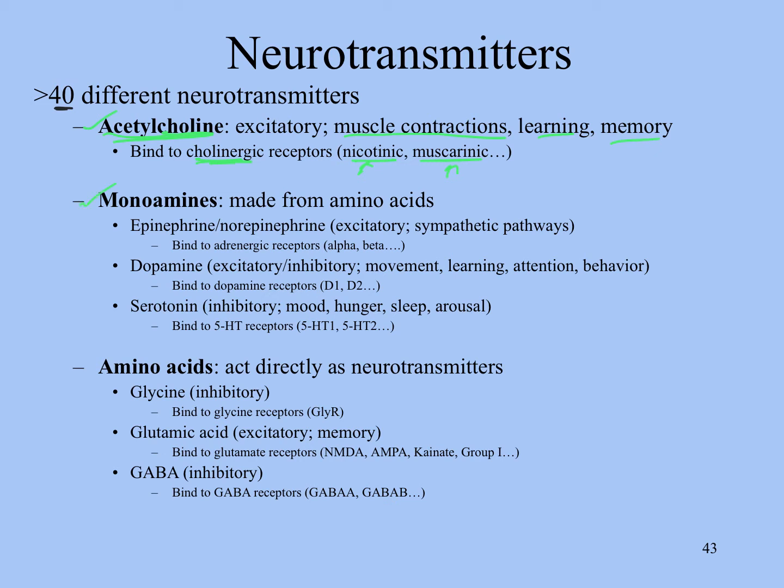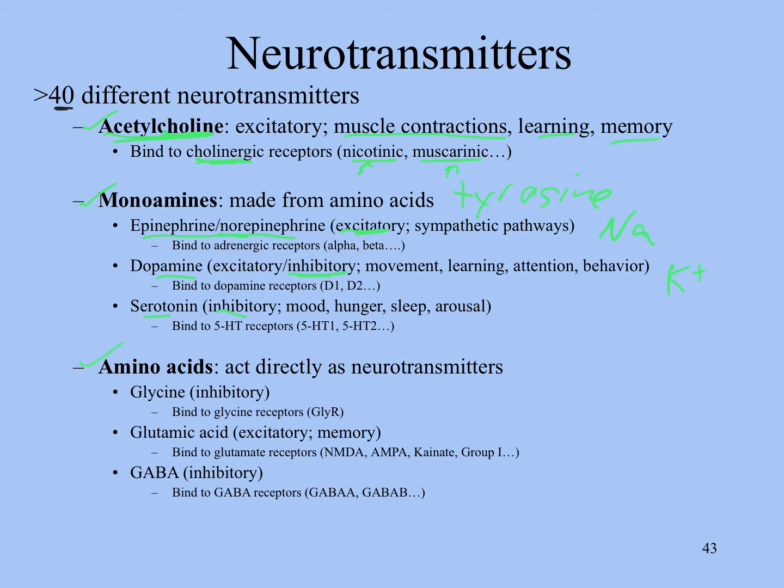We have monoamine neurotransmitters. These are derived from amino acids, mostly tyrosine. You have your epinephrine, norepinephrine, dopamine, and serotonin. And notice that the slide shows whether these neurotransmitters are excitatory, meaning they open up sodium channels, or inhibitory, meaning they open up potassium channels. Okay, and serotonin happens to be inhibitory.